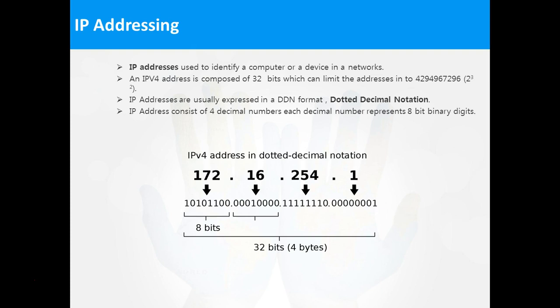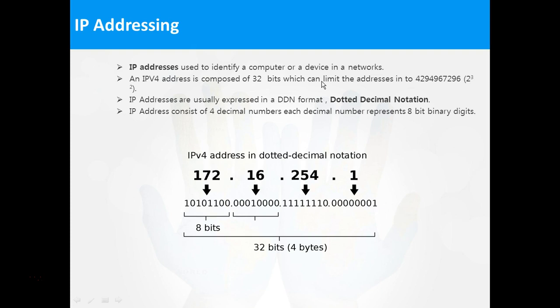IP comes in two versions, that is IPv4 and IPv6. That is version number 4 and version number 6. IP version 4, that is IPv4, is composed of 32 bits. IP addresses are usually expressed in DDN format. DDN stands for dotted decimal notation. But at the back, these decimal points are interpreted as binary digits by the computer networks.